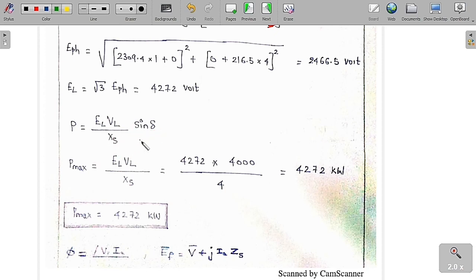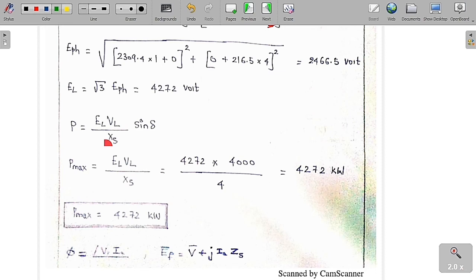Now we have to use the line voltages concept. The overall active power generated by this three-phase synchronous generator is equal to EL into VL by XS into sin delta, where EL is the line voltage of the induced voltage of the generator and VL is the terminal line voltage. EL is the generated line voltage and VL is the terminal line voltage, divided by XS.